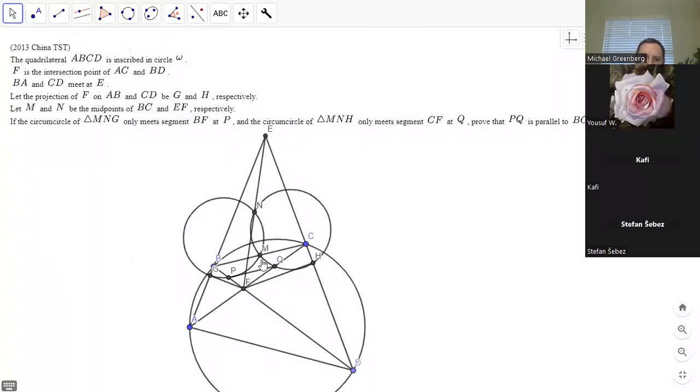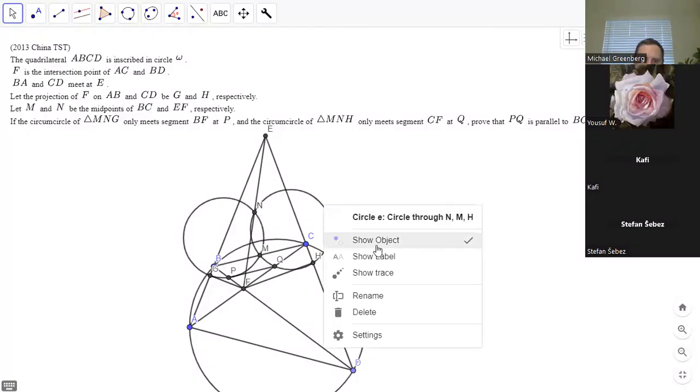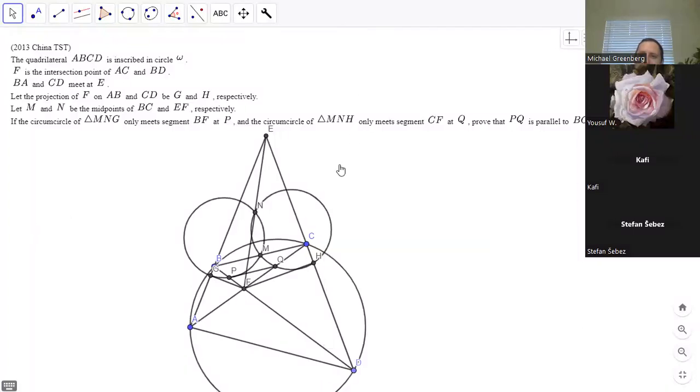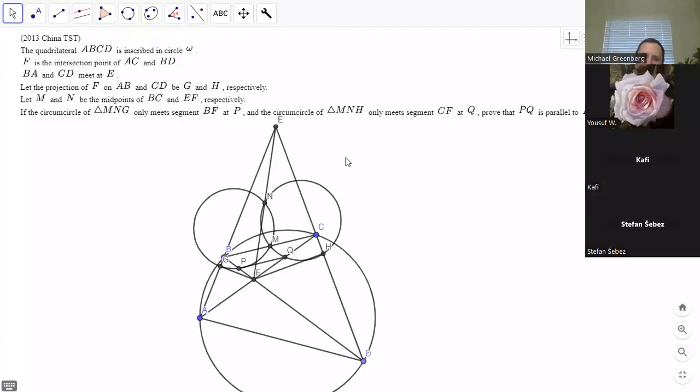Yeah. It's the same as saying that PM is parallel to AC. So really, we don't need the other circle. I'm almost afraid to hide it because when I did that for the last problem, I forgot what I did before. But we'll just remember. We want to show PM is parallel to AC. And let's see how we can do that.